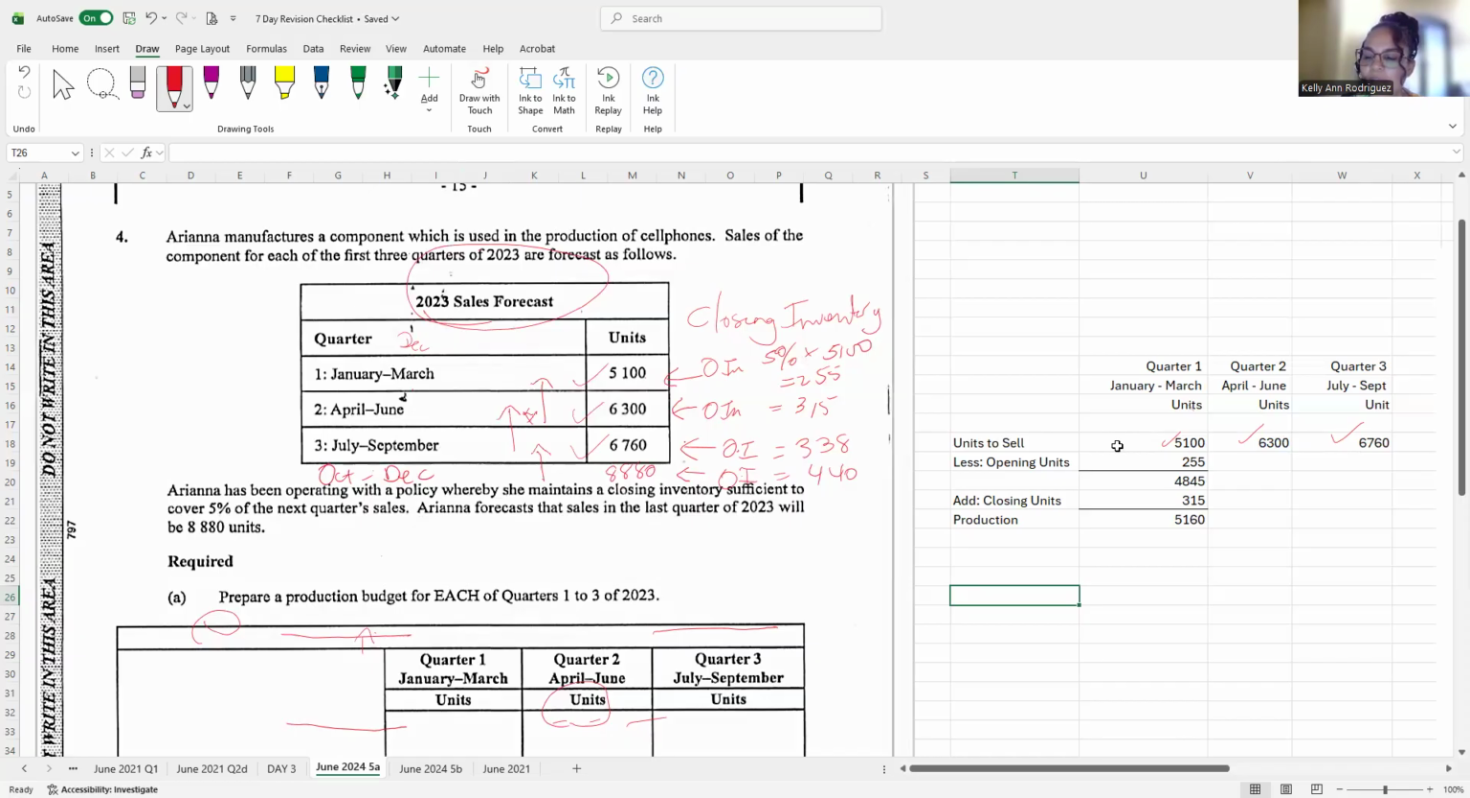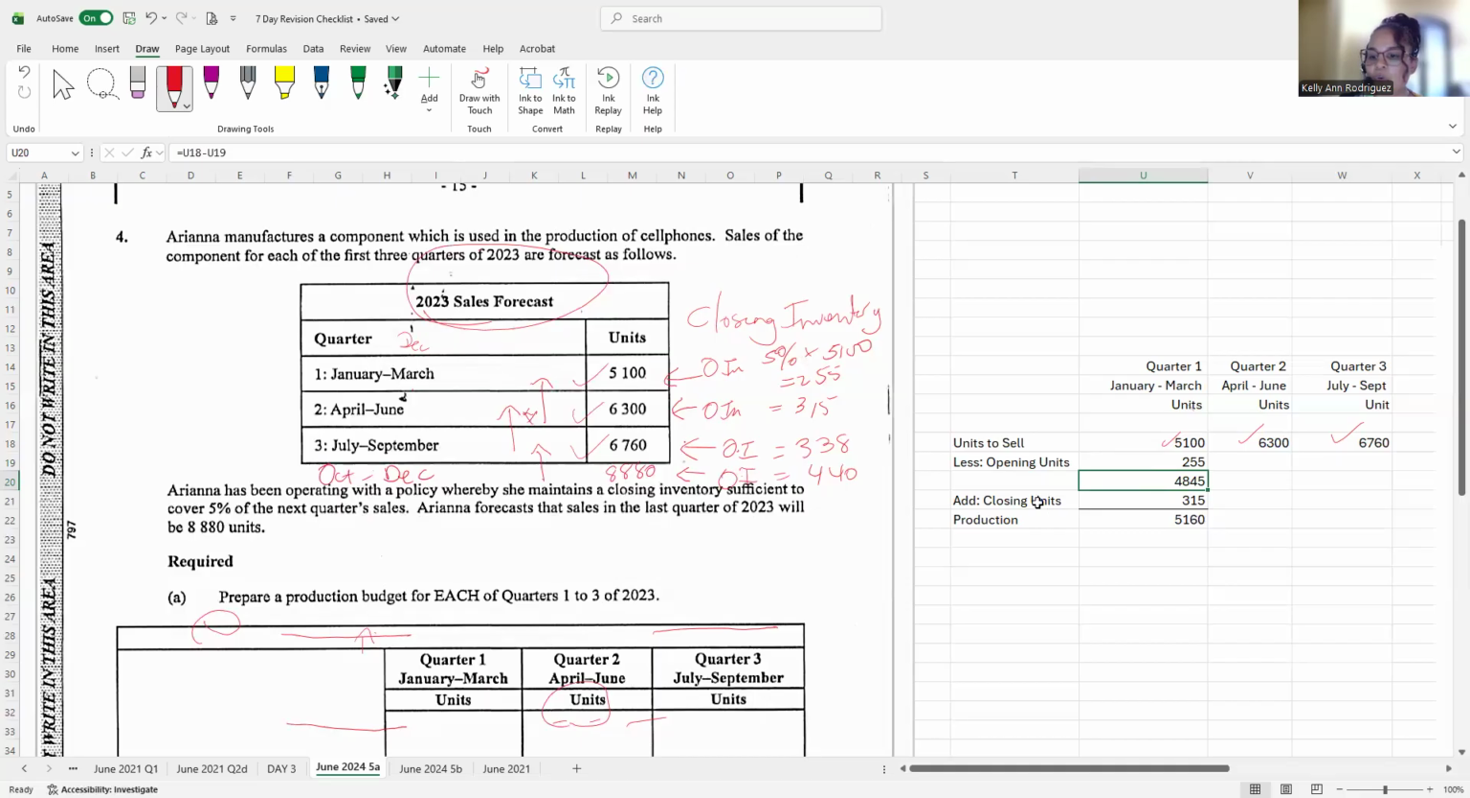So units to sell, if you have to sell 5,100 and your opening is 255. But wait, what are we calculating? We are calculating how much we need to produce within this quarter to stay within what our budget is, right? So you want to sell 5,100, but you started with 255. So how much am I going to produce? How will I find that out? You have to minus your opening from the units that you have to sell to know the difference you have to produce. So it would have been 4,845, right?